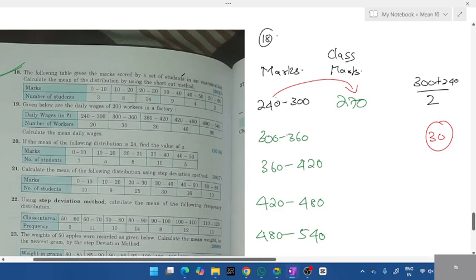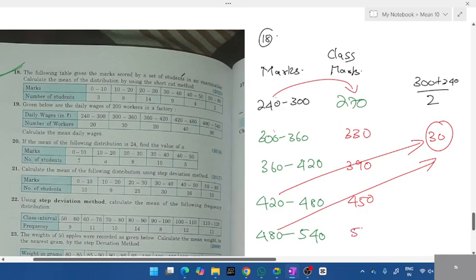30 is increased. The same 30 you add with 300. What do you get? 300 plus 30? 330. Then 360 plus 30? 390. 420 plus 30? 450. Right? 480 plus 30? How much is 480 plus 30? 510 or 520? 510. Naomi, did you understand?